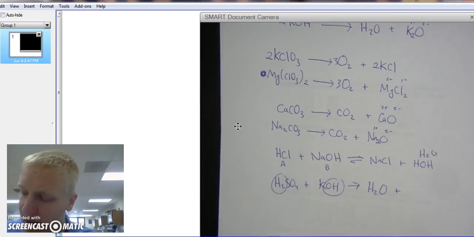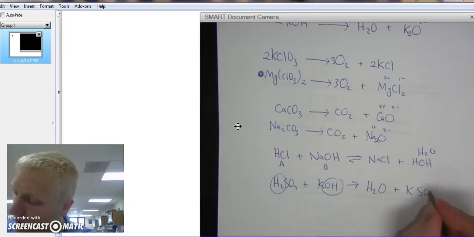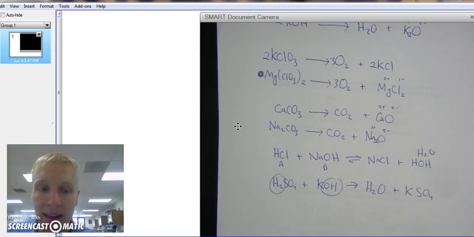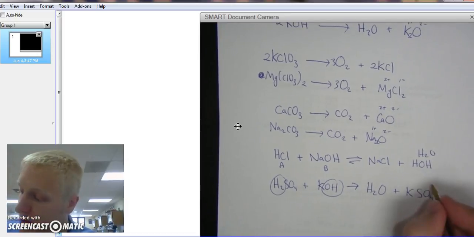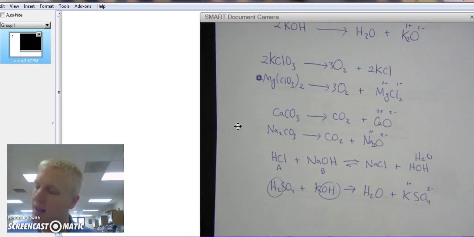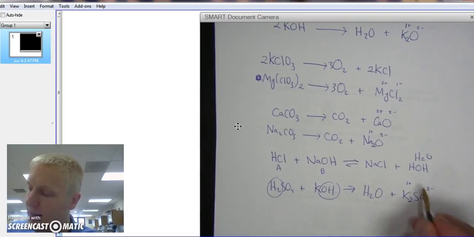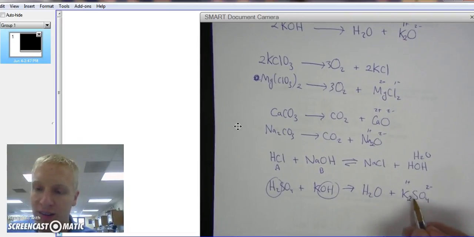That gives me K and SO4. Positive one always gets written first. That's K. And we have SO4. And on my polyatomic ion sheet, SO4 is 2 minus. Potassium is in the first column, so it's 1 plus. Crisscross it, and you have K2SO4. Alright, so I predicted the products. I made sure my overall charge is 0 for the molecules.